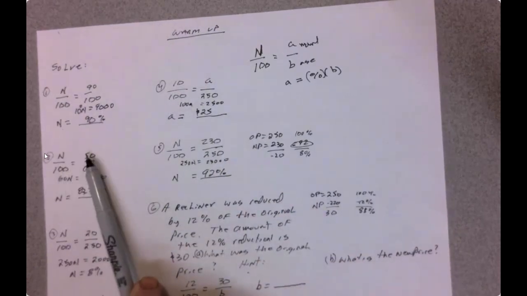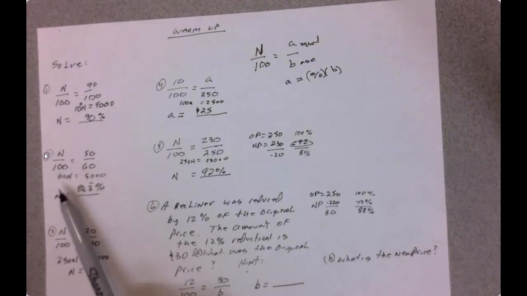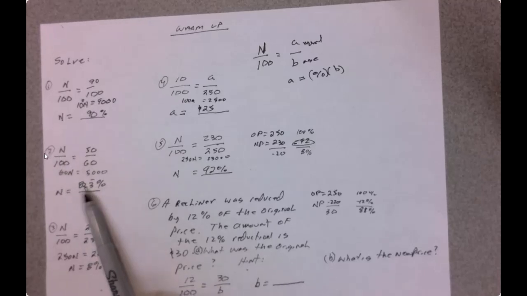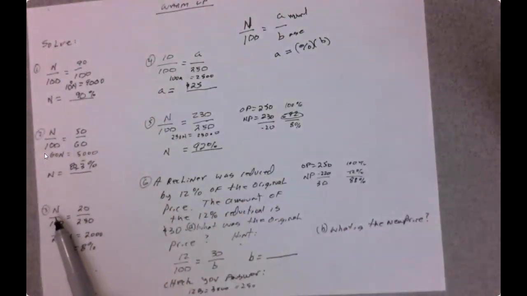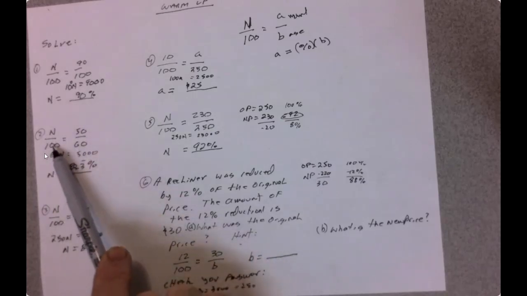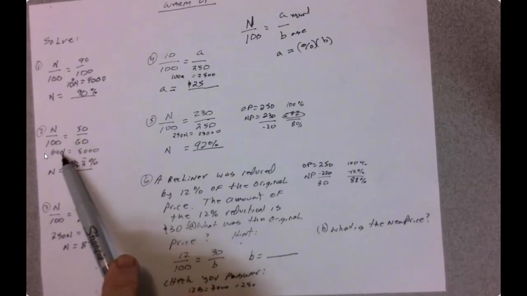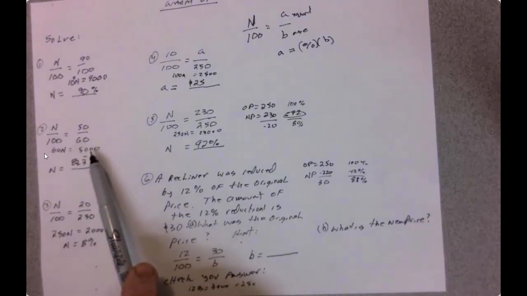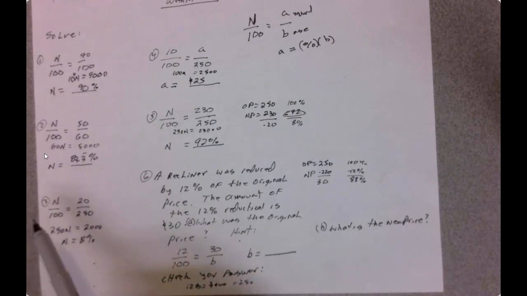Some number over 100 compared to 50 out of 60, do the calculations and you get that the corresponding number here is 83.3, or this is 83.3%. Similarly down here, same kind of calculation. How am I doing this? Well, I'm simply multiplying and solving an equation. So I multiplied N times 60 and got 60N, 100 times 50 and got 5,000, divide both sides by 60 and you get those results.